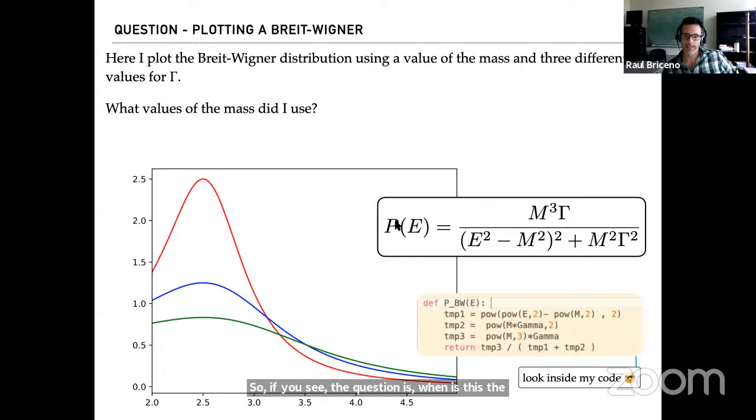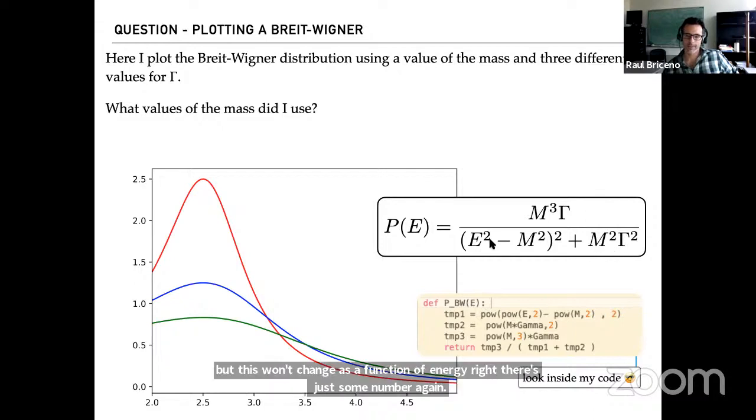So the question is, when is this the biggest value? The thing in the numerator is just a number. This is not going to change. So when is this going to be biggest? Well, it's going to be biggest when the denominator is smaller. But this won't change as a function of energy, it's just some number again.